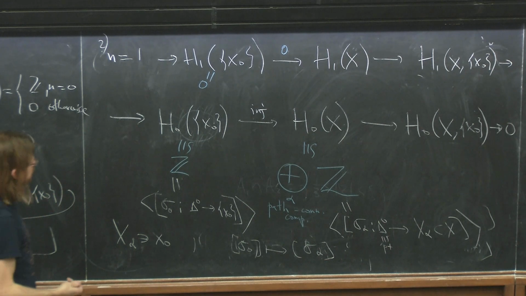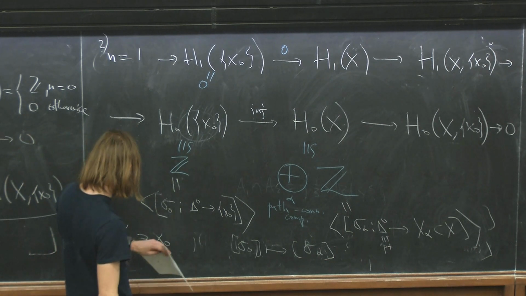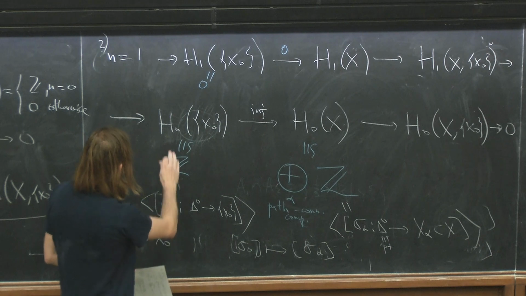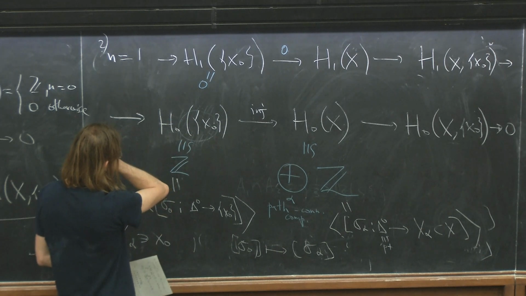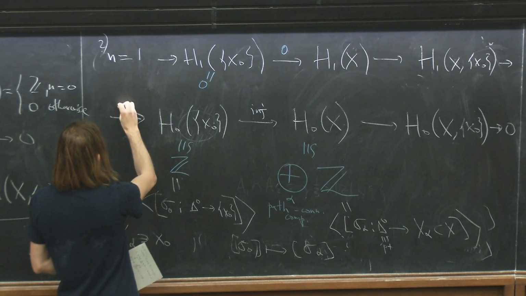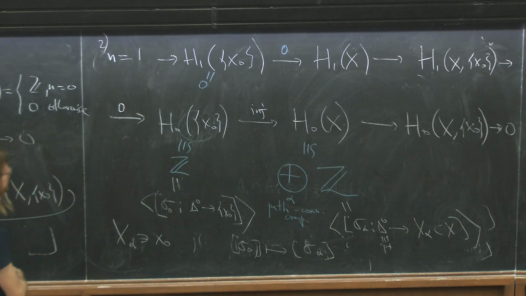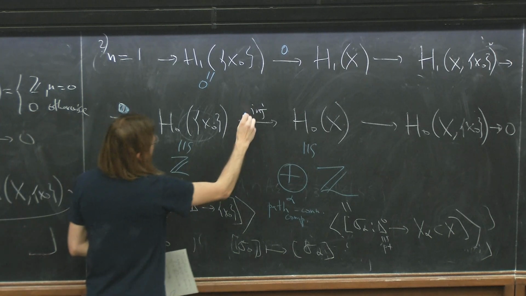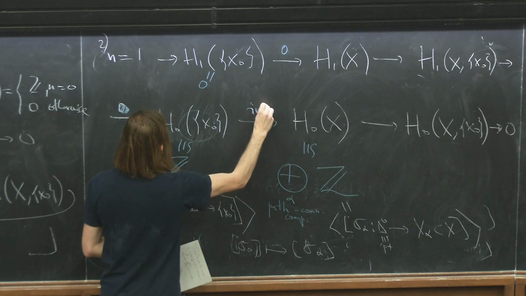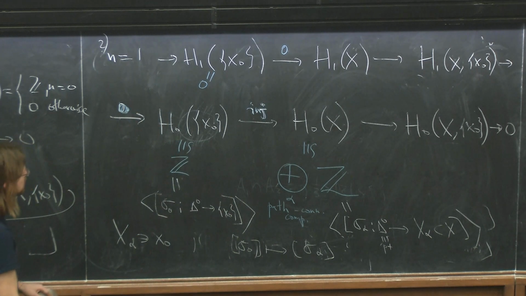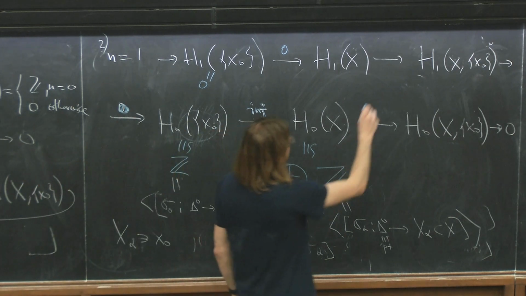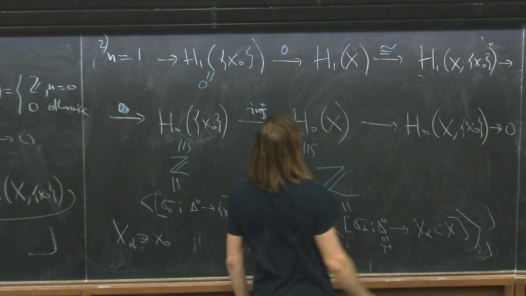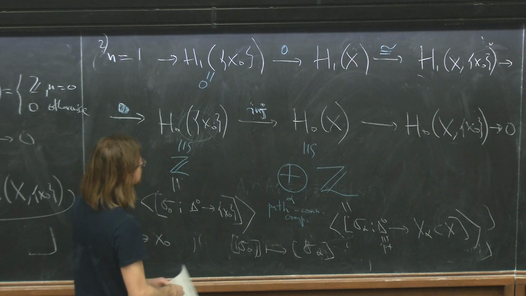If this is injective, and we know that this sequence is exact, this means that the kernel is trivial. This means the image is trivial. So the map here is 0. And if this map is 0, then by the argument we already made, this should be an isomorphism.